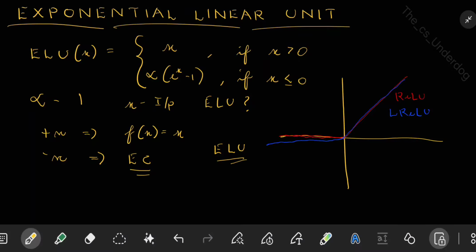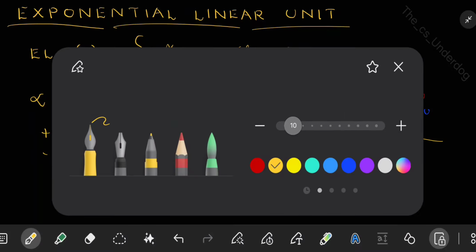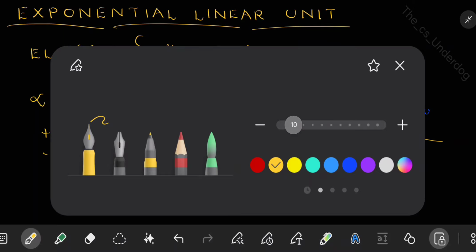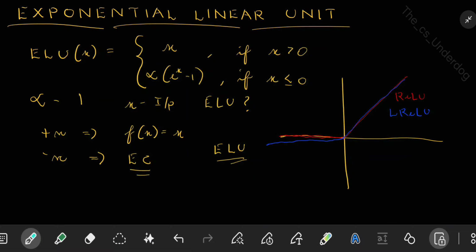What is going to happen here? This exponential curve, I'll draw it now. We'll take a different color, and this is how your ELU is going to look. On this side it's a straight line, but on this side you have an exponential curve which saturates after some time. It's an exponential curve, but it saturates after some time. I'll mark it as ELU. It is this light blue line.